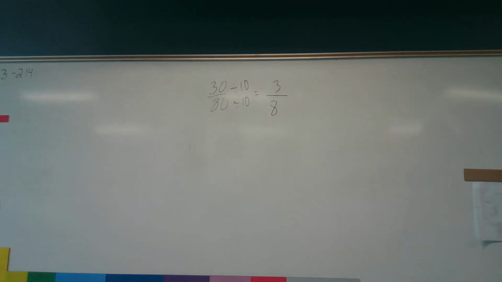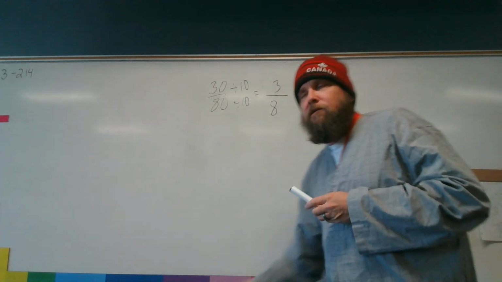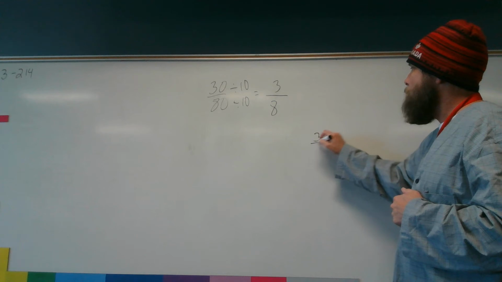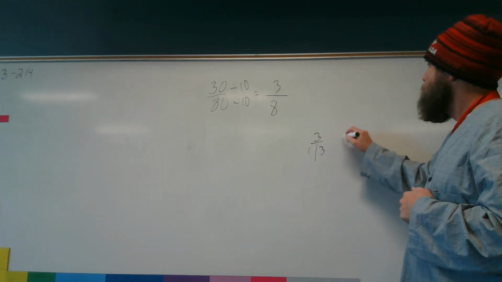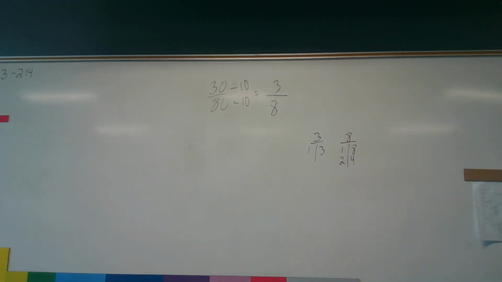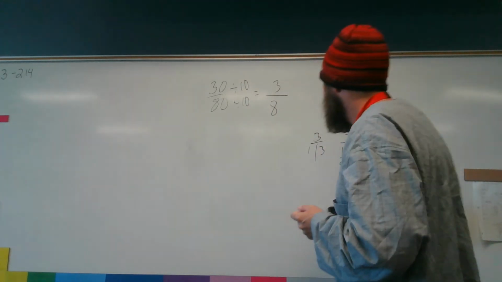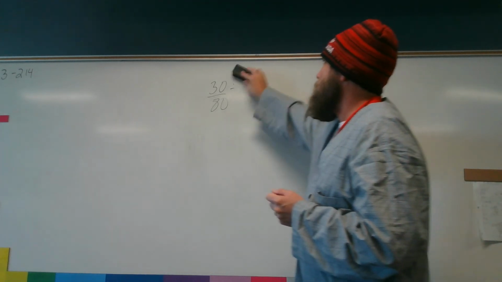Bebeck, is there a number that will divide into 3 and 8 besides 1? No, there isn't. Good. I mean, I could check. My factors of 3 are 1 and 3. 8, I already have on my paper: 1 and 8, 2 and 4. The only thing they have in common is the 1. That means it's already in simplest terms. So 3/8 is the answer for that.